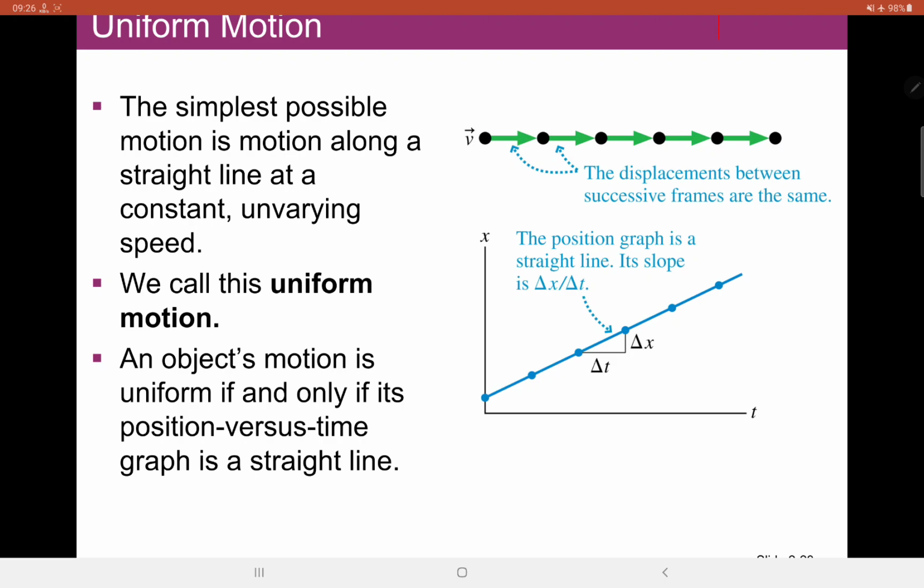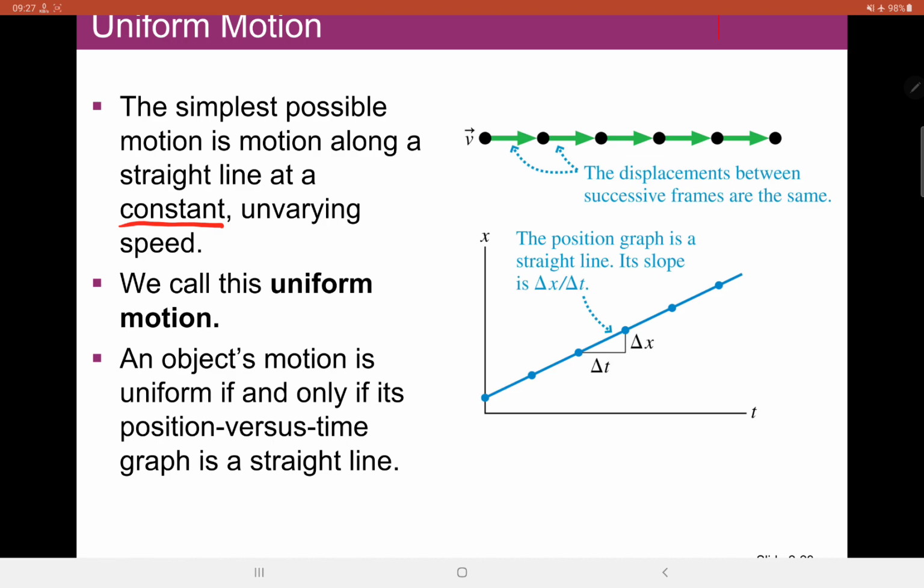Along a straight line can be horizontal or vertical, or also in a different direction, but it should be a straight line. And constant means not changing. So you have a value and this value remains the same, unvarying speed. If you have a motion along a straight line, it should not change its direction. And if you have a constant, unchanging speed, then we are talking about uniform motion. We call this uniform motion.